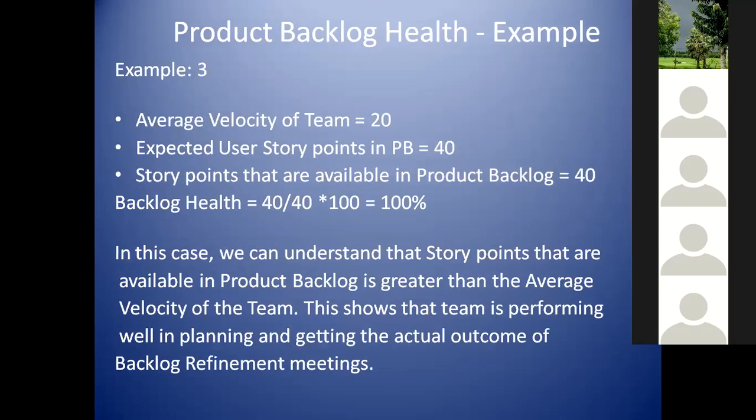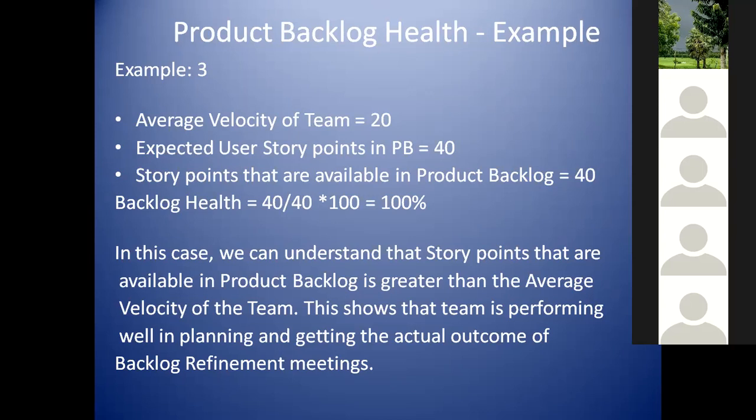Now the third example is a good example where we have reached 100%. In this case we are in good shape. The expected value is twice the average velocity, and the story points available in the product backlog are almost the same. So it is 100%. In this case, you can manage with your team, okay, fine, we can run the show for 2 sprints without any refinement session.